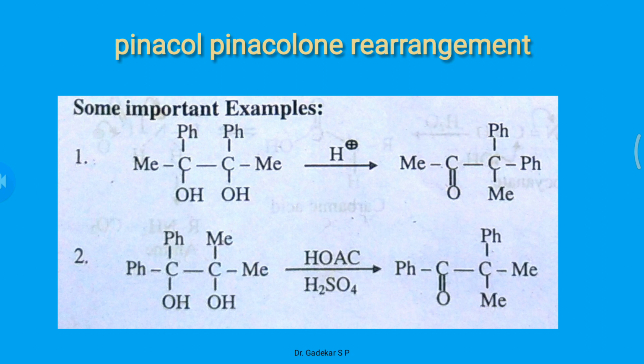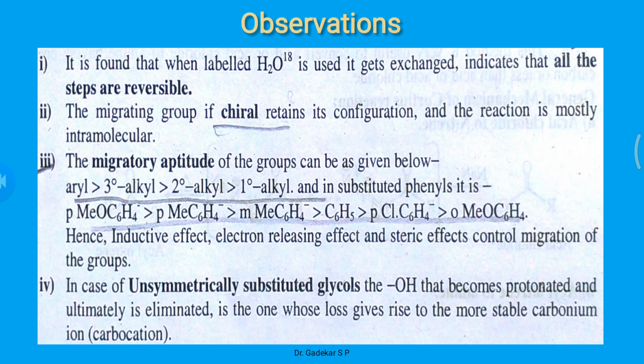When methyl or phenyl is in the first reaction, okay, competition. Phenyl has more migratory aptitude than methyl. Here the aryl group is more migratory than tertiary alkyl. Tertiary alkyl has more migratory aptitude than secondary. Secondary is more than primary. Here, aryl and primary alkyl.